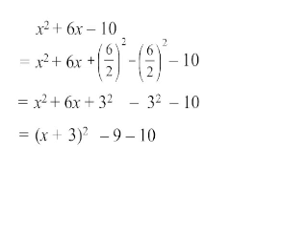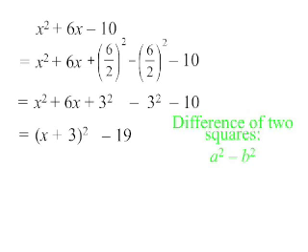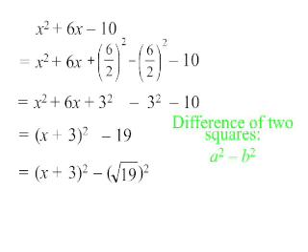-9 take 10, of course, is -19, so we can simplify a little further by writing it as x plus 3 all squared, take 19. Now, does this fit any of our earlier patterns for factorisation? Well, it doesn't, but it is close to the difference of two squares. All we need is for 19 to be written as something squared. Well, 19 is the same as the square root of 19 squared. So if we write it in this way, we do have something that matches the difference of two squares rule, where a is x plus 3 and b is the square root of 19.